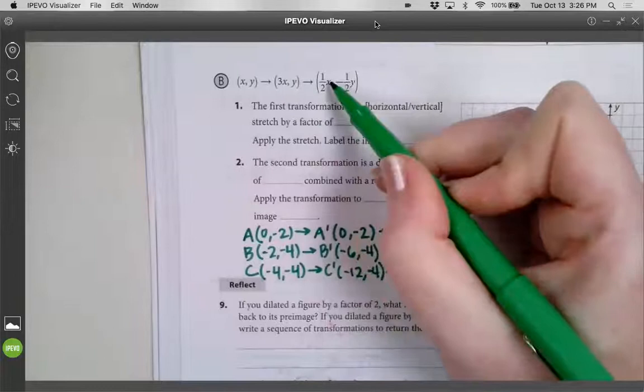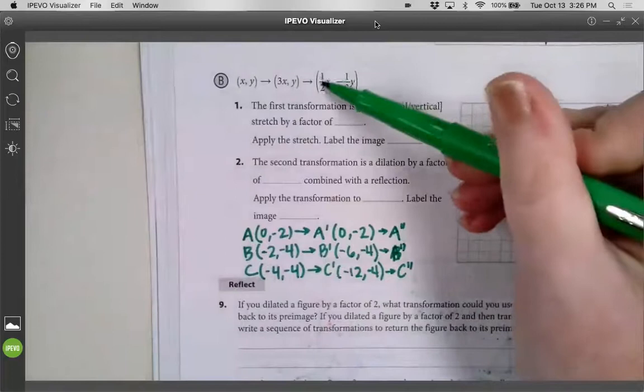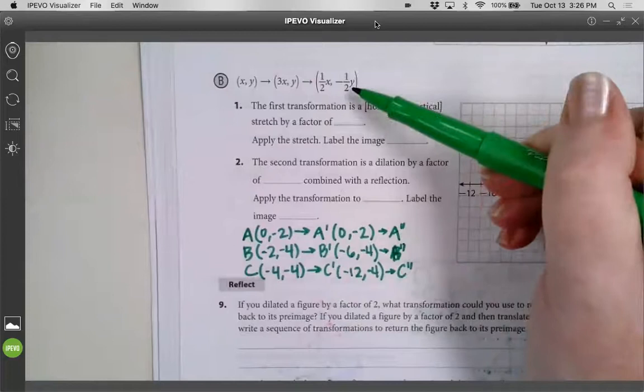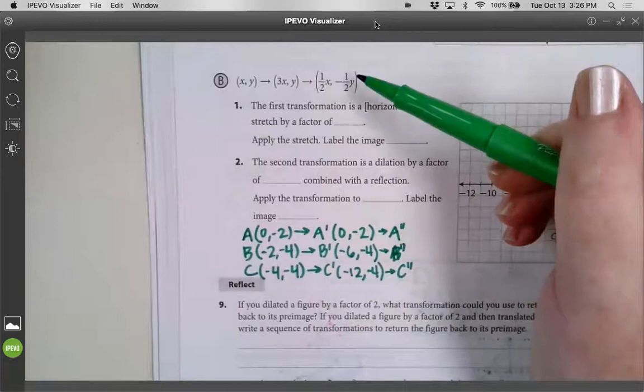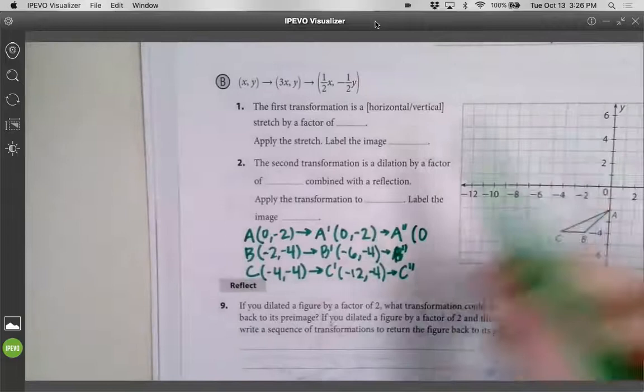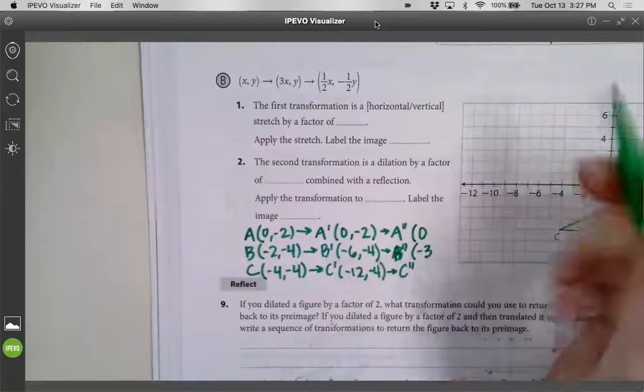Now I'm going to take all of my X's and multiply them times 1/2, and all of my Y's times negative 1/2. So I'm actually going to do all of the X's first, then I'm going to go back and do all of the Y's just to keep things organized. So 0 times 1/2 is of course 0. Negative 6 times 1/2 is negative 3. Negative 12 times 1/2 is negative 6.